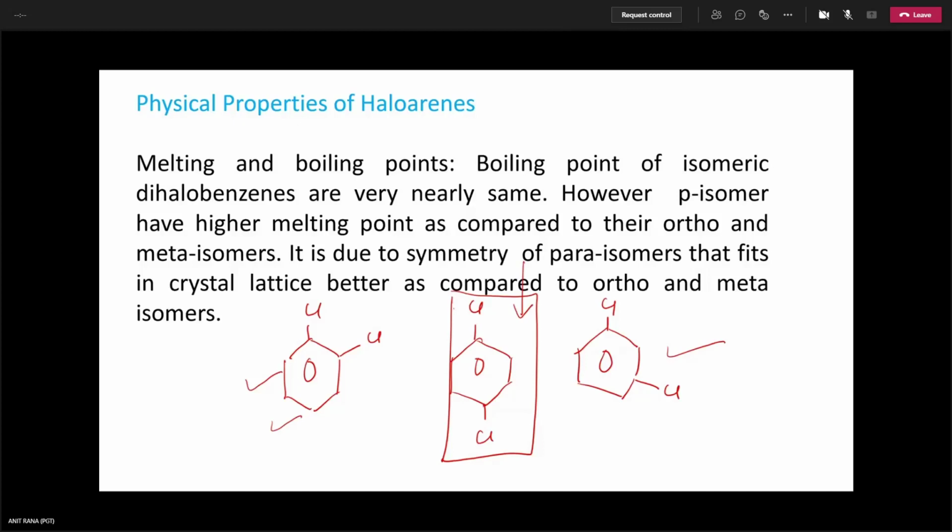When we talk about the boiling point, then we talk about dipole moment. If the dipole moment is high, the intermolecular force of attraction will be high, and as a result the boiling point will be high. So which one will have a high boiling point? The first one. It will be 453 Kelvin. It has the high dipole moment. So this is the melting point and the boiling point of haloarenes.